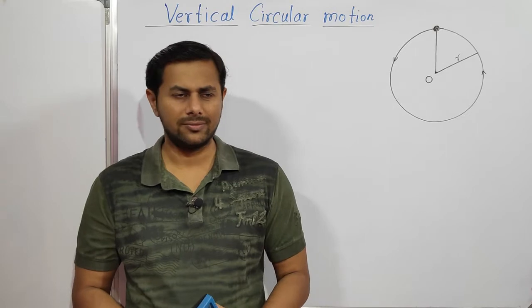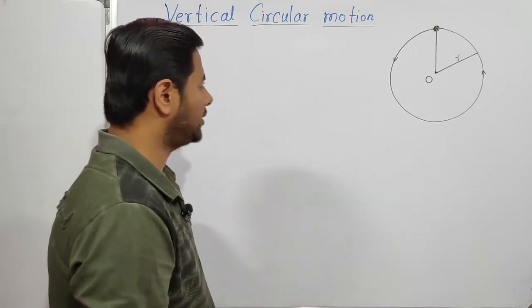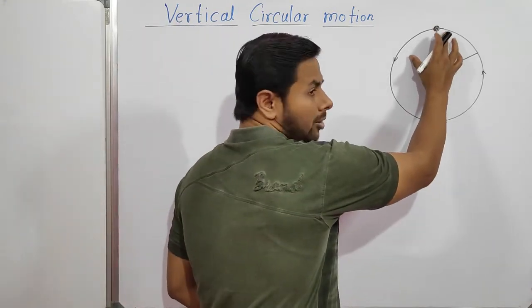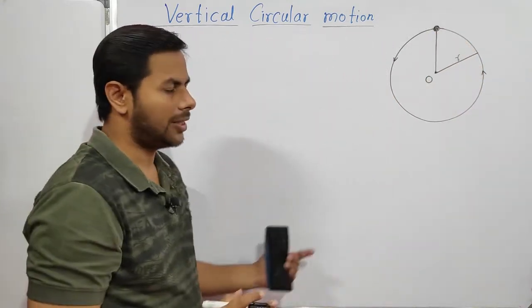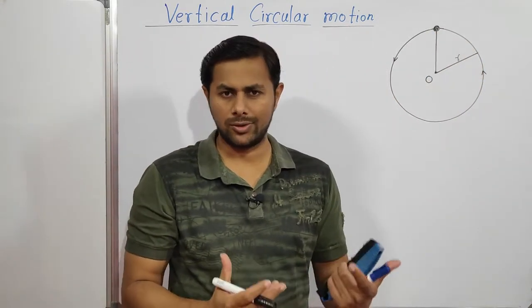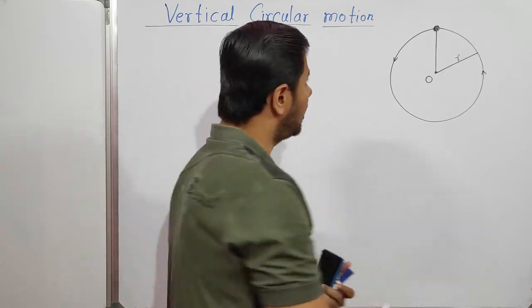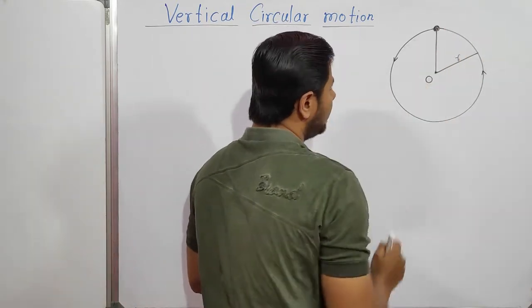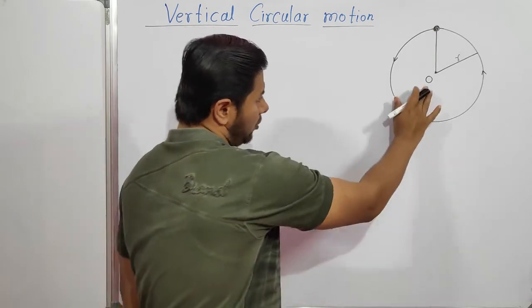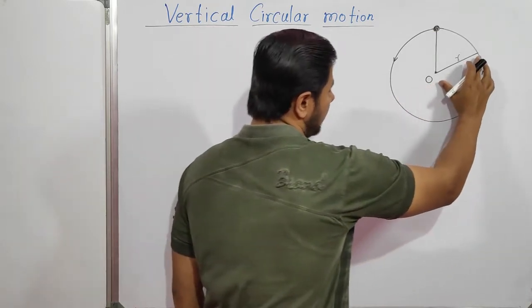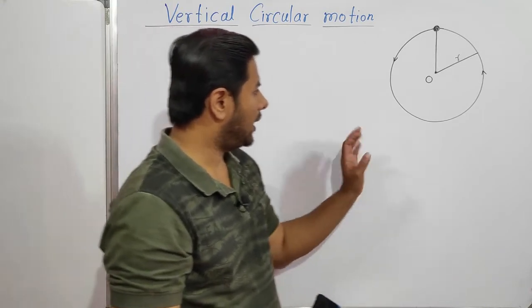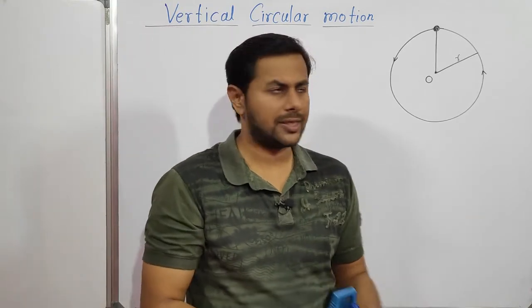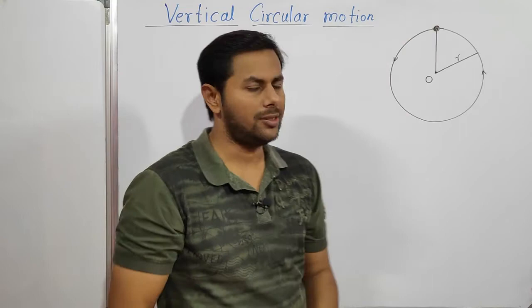So, let's begin. Let's suppose that this is an object performing vertical circular motion. For example, suppose this is a stone tied to a string and whirled in this vertical circle. O is the center of the circle and R is the radius. So right now, suppose the object is at the topmost position.